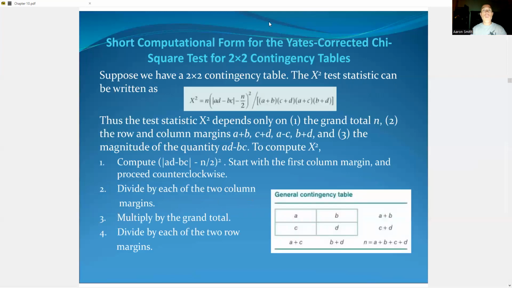All right, so here, this is talking about the correction for the chi-square test. So this is the Yates corrected chi-square test. This is just another correction for going from discrete data to a continuous distribution.